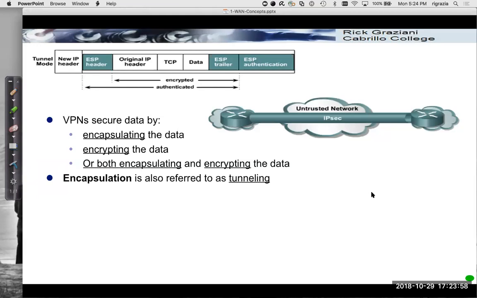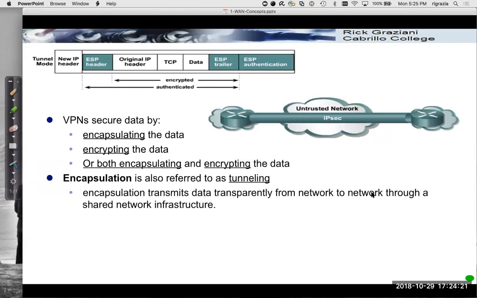The encapsulation, that's what we call tunneling. That's whenever you encapsulate an IP packet inside another IP packet. There are variations of this with layer 2 as well, but in this case, we're talking strictly IP: taking an IP packet and encapsulating it in another IP packet. That's known as tunneling. It's transparent to the network that there's an IP packet inside that IP packet. It just looks at the outer IP header.